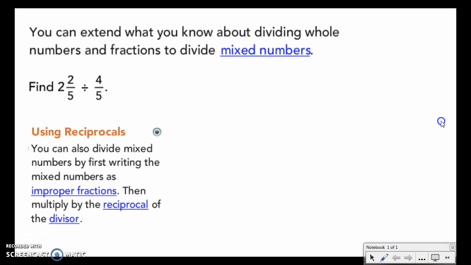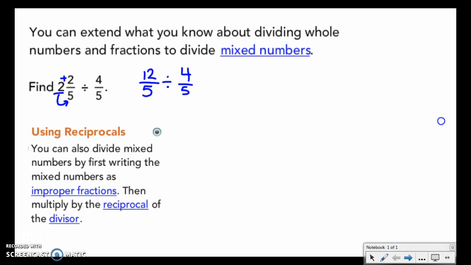So first look at 2 and 2 fifths, divided by 4 fifths, and turn 2 and 2 fifths into an improper fraction. Well, we know how to do that. We get our whole number and multiply it times our denominator. 2 times 5 would give us 10. And then we need to add our numerator. That should give us 12. And our denominator is going to stay the same, divided by 4 fifths.